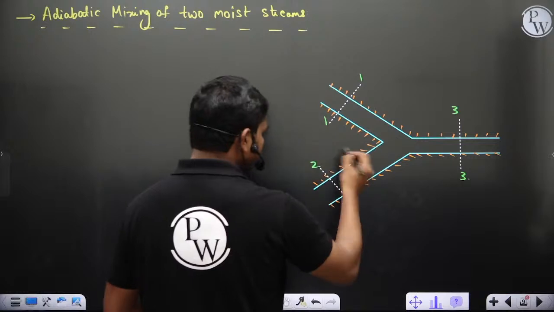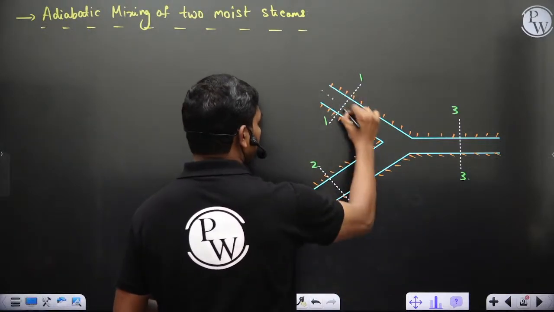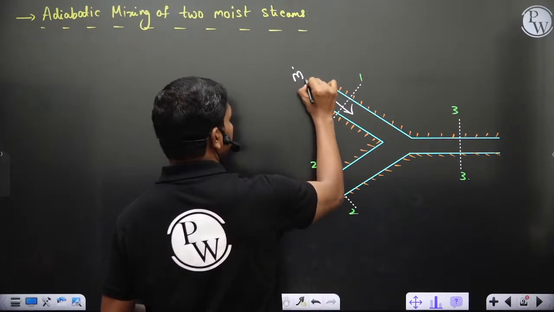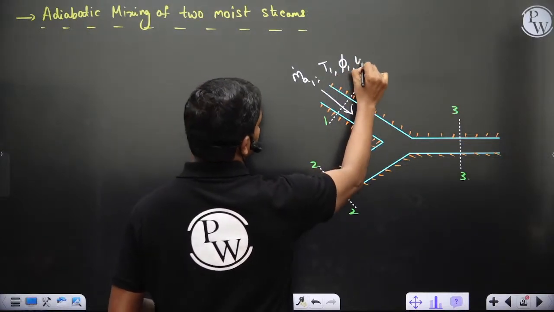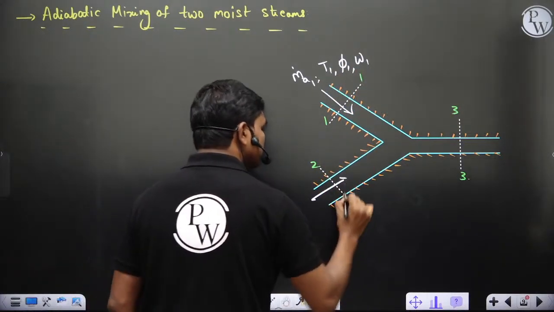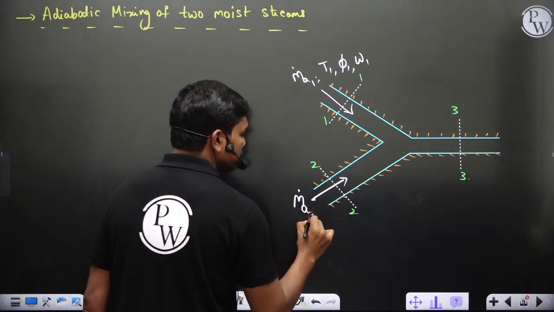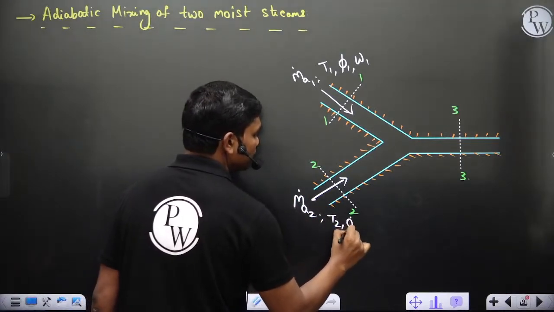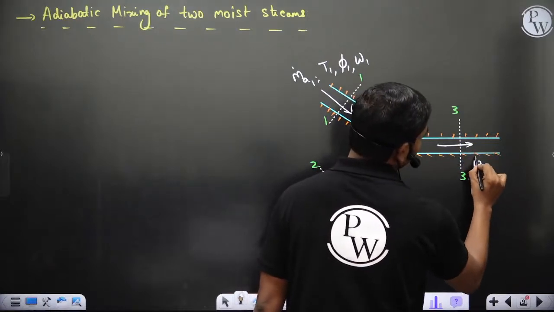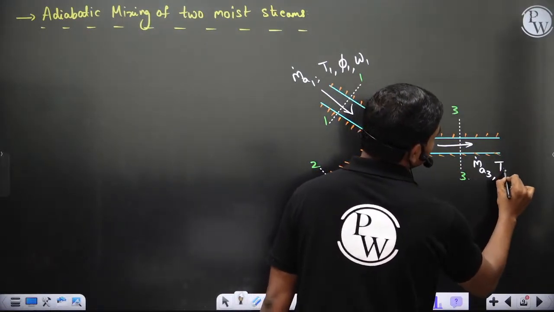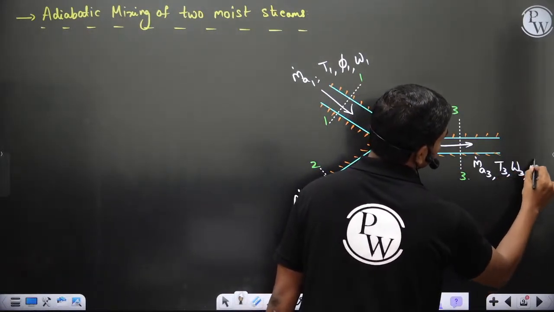Okay, now let's say through this we are getting some amount of air which is m dot a1, at conditions of t1, phi 1, omega 1, and we are getting some other mass of air through this. This is at conditions of t2, phi 2, omega 2, and this one over here is something like m dot a3, t3, omega 3 and phi 3, for example.